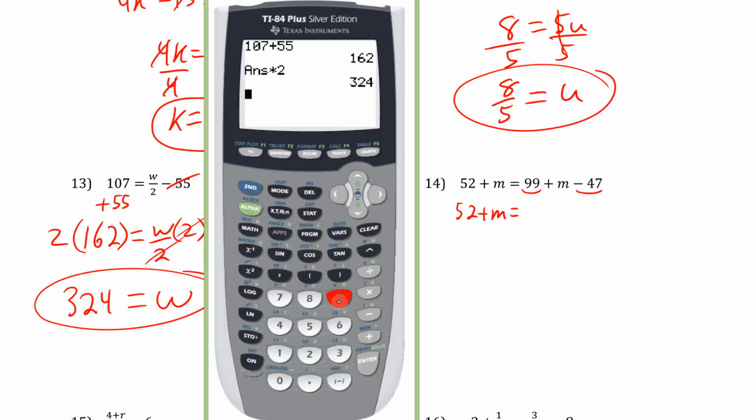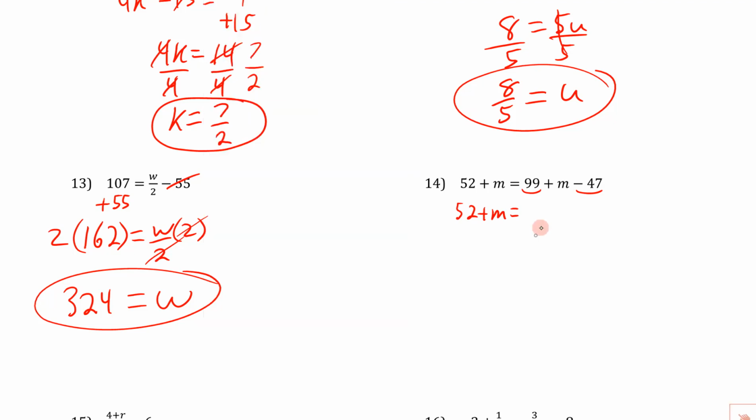And again, just to double check, let's not make any mistakes on a test. This has got too much writing on this. We want to really show that we know what we're doing. So 99 minus 47 is 52. So on this side we get m plus 52. So here we have 52 plus m equals m plus 52.